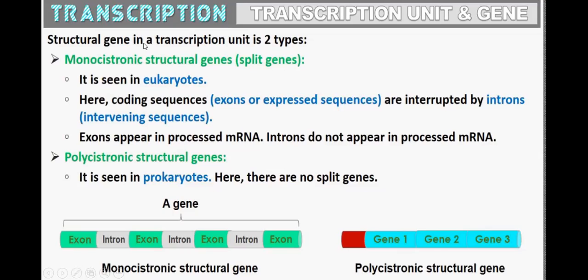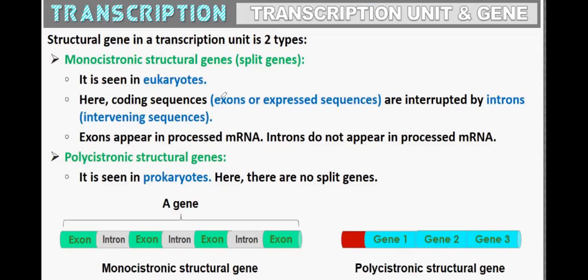A structural gene in a transcription unit is of two types. Monocistronic structural gene, that is also called split gene, and second is polycistronic structural gene. In monocistronic structural genes, they are present in eukaryotes. They are not found in prokaryotes.